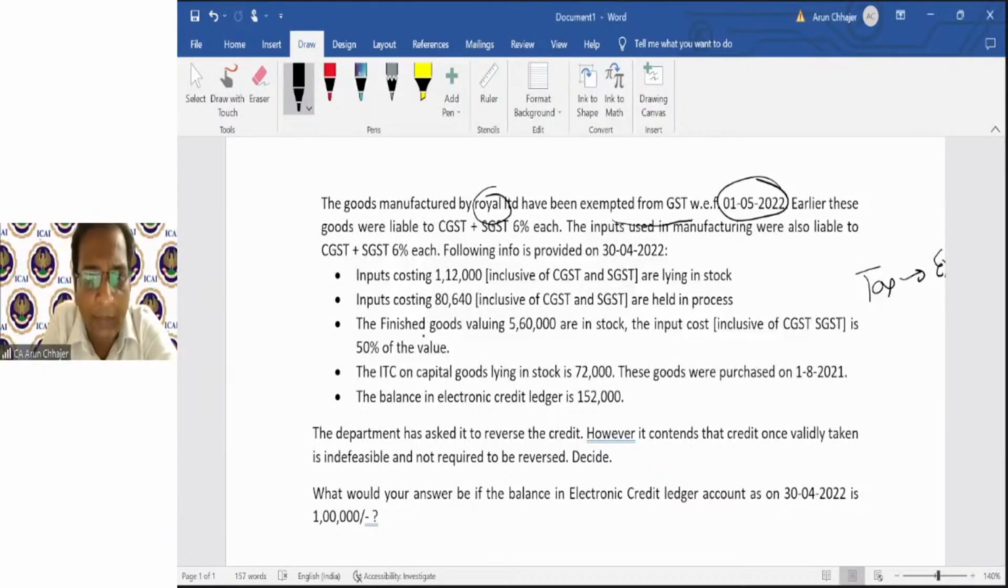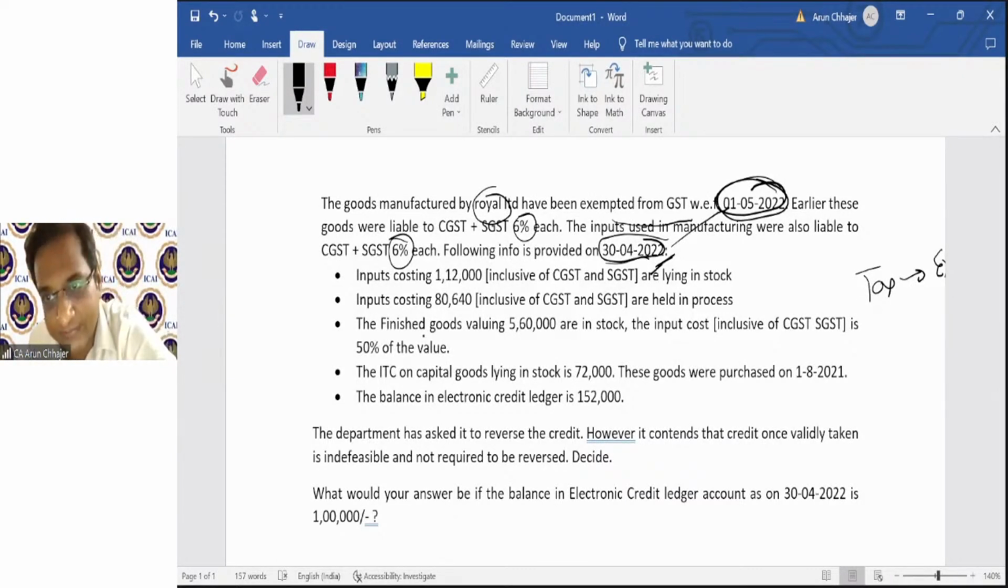Earlier, these goods were liable to GST at the rate of 12%, 6% CGST, 6% SGST. The input used in the manufacturing were also liable to GST at the rate of 12%. Following information is provided on 30th April. What is the importance of 30th April? Because it is immediately before the goods become exempted. So whatever the ITC lying, whatever the stock lying in the hand, equivalent ITC we need to reverse. Correct?